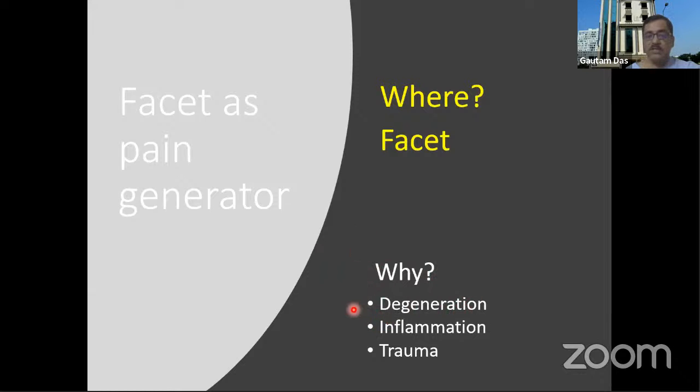It can be because of degeneration, it can be because of inflammation, it can be because of trauma, it can be because of other rare causes like malignancy and other things. So these are extremely rare. The most common are degeneration and inflammation.